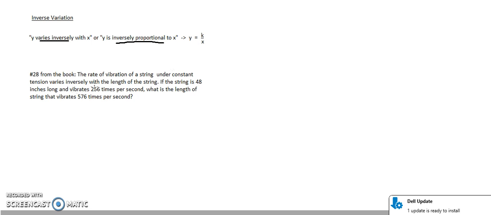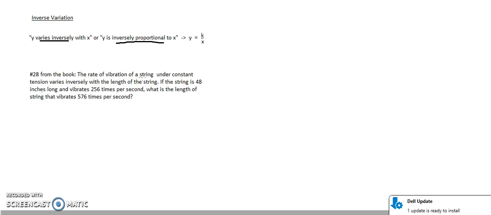All right, so let's look at an example from the book to see how this one works. The idea is still the same. We still have the same 3 steps. We need to set up our equation, we need to find k, and then we need to answer the question. So let's see if we can do that with a real world problem here.